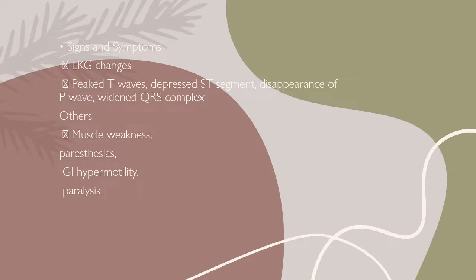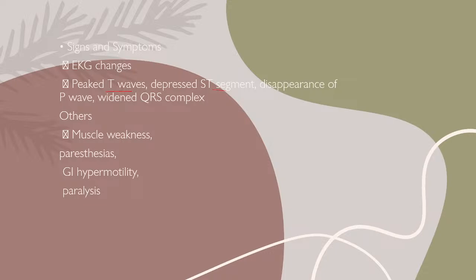Now we will move ahead to signs and symptoms. There would be ECG changes. This is very important to notice. The ECG changes are peaked T waves in case of hyperkalemia, and a depressed ST segment. Then disappearance of the P wave, and the QRS complex would be widened.